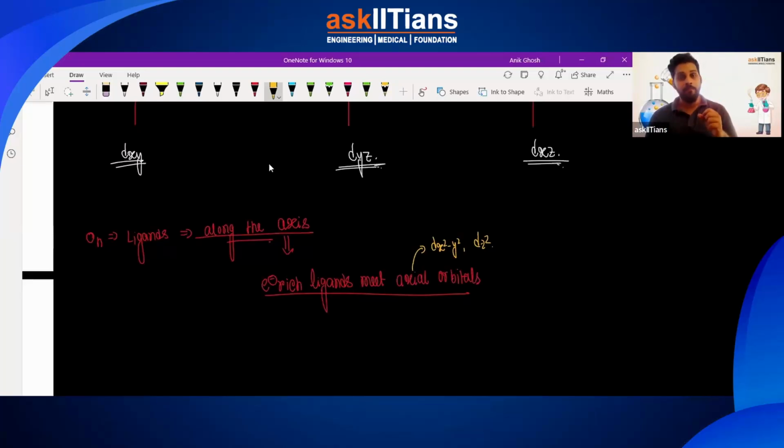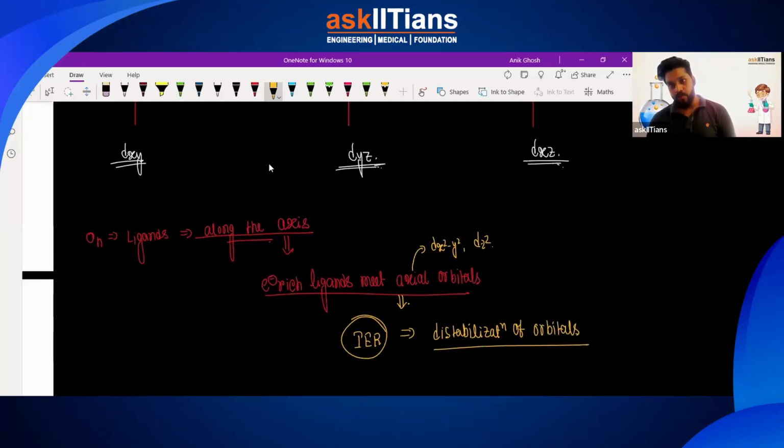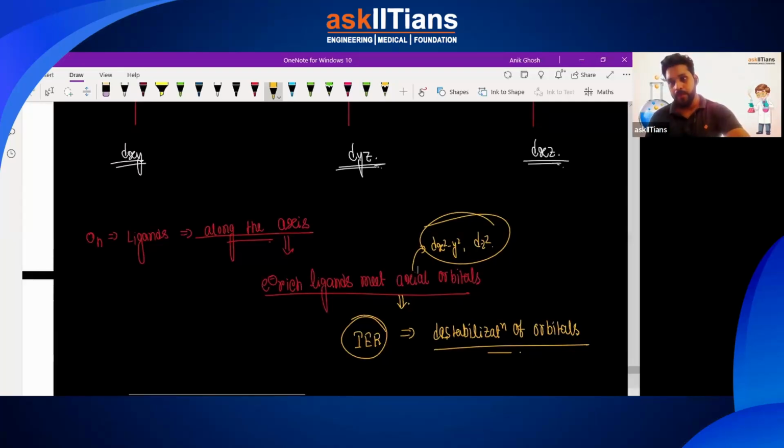That repulsion, that interaction, what would happen there? There would be an inter-electronic repulsion getting formed. Due to this inter-electronic repulsion, what we would see is destabilization of the orbital. Which orbitals? These two orbitals. Why? Because of how the ligands approach. How? Along the axis. So as the ligands are approaching along the axis, they are coming with electrons, and the orbitals also have electrons. So the axial orbitals would get destabilized. Destabilization of orbitals. Okay.